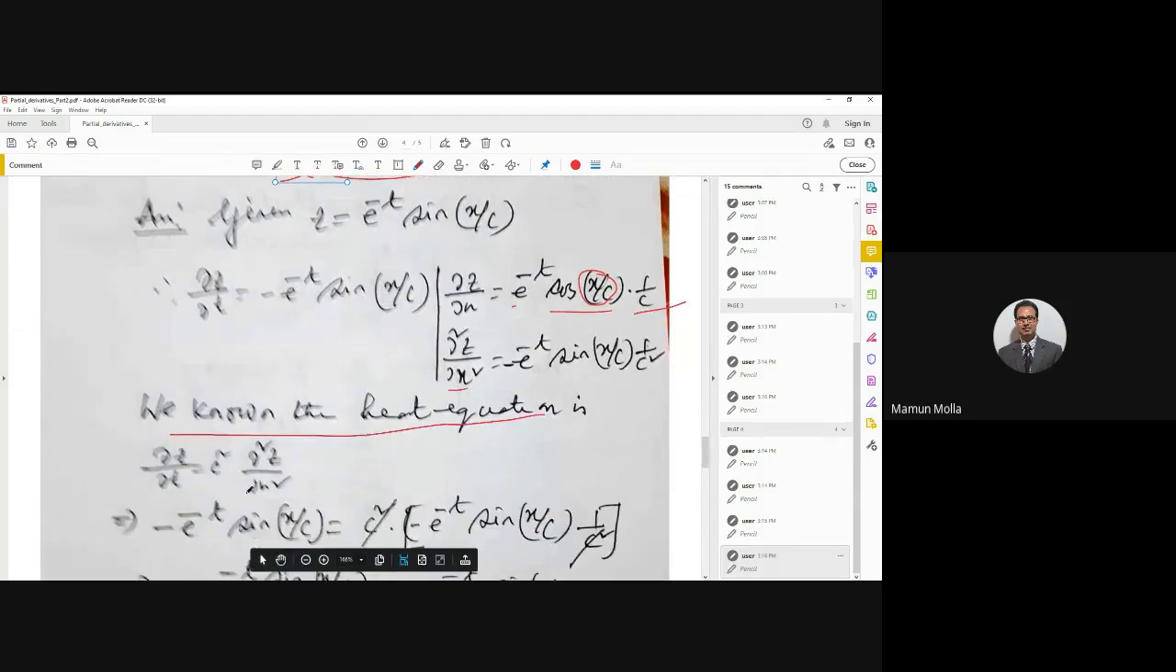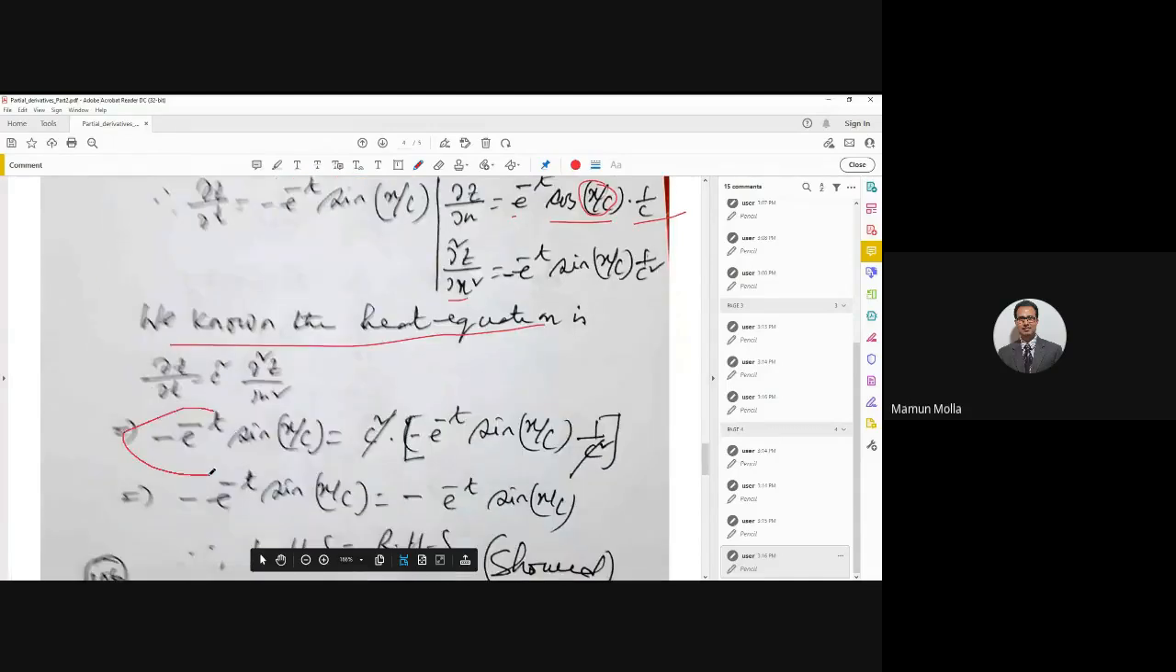Now we know the heat equation, left hand side equal to right hand side. Put the values in, here c square cancels, left hand side equal to right hand side. So is it very difficult?